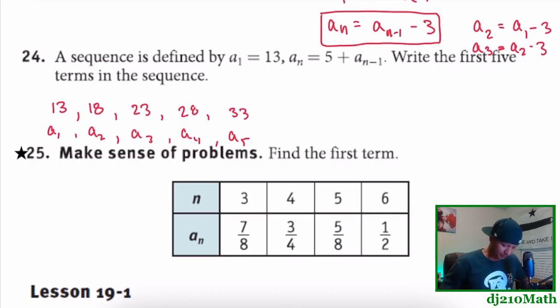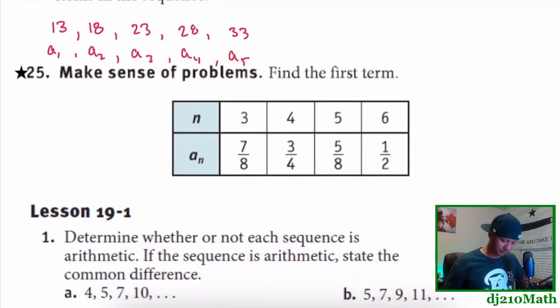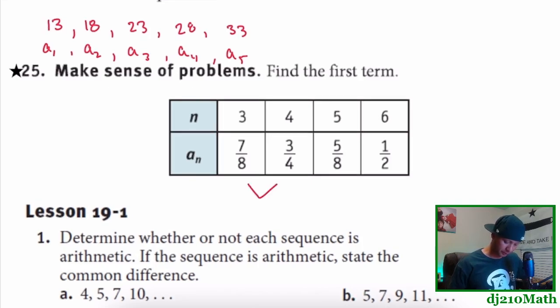All right, let's make sense of problems. Let's find the first term. Let's see, what is happening? How are we changing from one term to the next? If we rewrite it so it all has the same denominator, this would really be 6 over 8, and this would be 4 over 8.